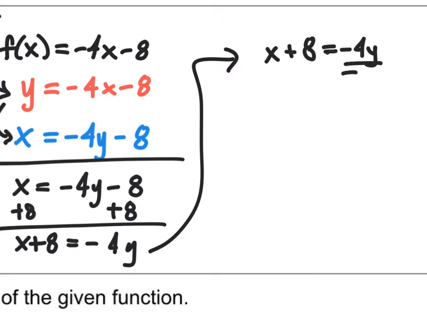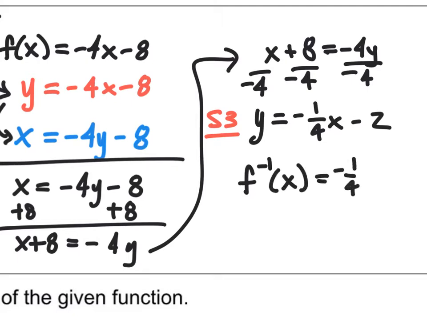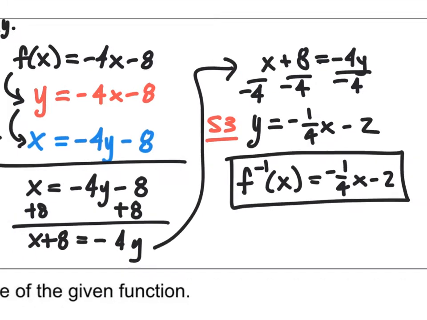Then I'm going to divide both sides by negative 4. As a result, this is what I get: y equals negative 1/4 x, you can write that as negative x over 4, it doesn't matter, and then minus 2. This all was step 3, solving this for y. Then I have to write it in standard inverse notation, which means I'm going to write it as f inverse of x is equal to negative 1/4 x minus 2. And that's it. That's what I'm looking for.